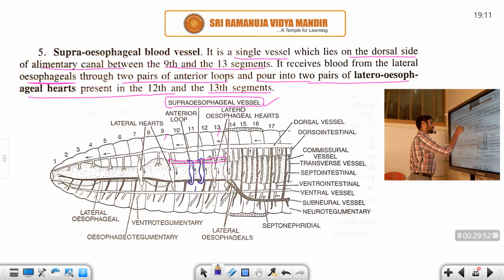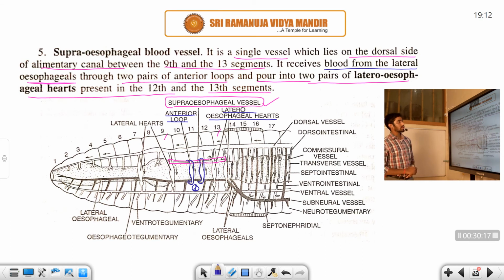Another pair is also present on the other side. So this is one pair and another one is that; two pairs in total. The two pairs of anterior loops connect the supraesophageal blood vessel, and at the same time they also connect the lateroesophageal blood vessel.